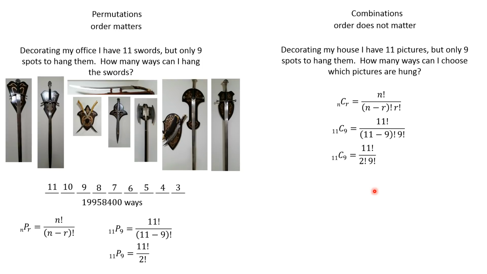But again, sometimes you can get numbers that are too big. So how do we do this by hand? We're going to expand the 11. Not very far, though. We're just going to expand it to the bigger of these two numbers. In this case, 9. So 11 factorial is 11 times 10 times 9 factorial, and 2 factorial is just 2 times 1. The 9 factorials cancel. So we just have 11 times 10 divided by 2. 10 divided by 2 is 5. 11 times 5 is 55. So I have 55 ways of picking my 9 favorite pictures out of the 11 that I had to choose from. And that's the combination.